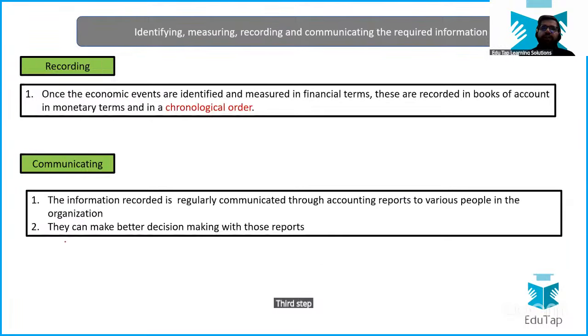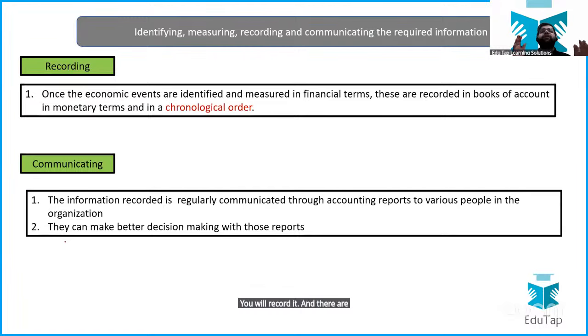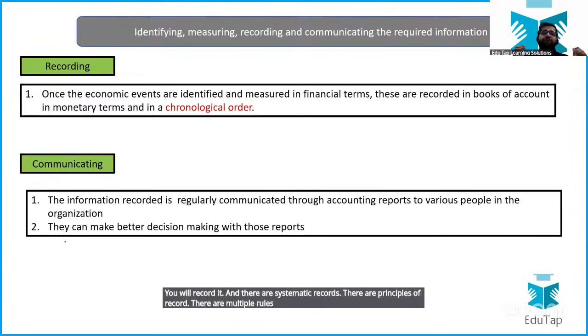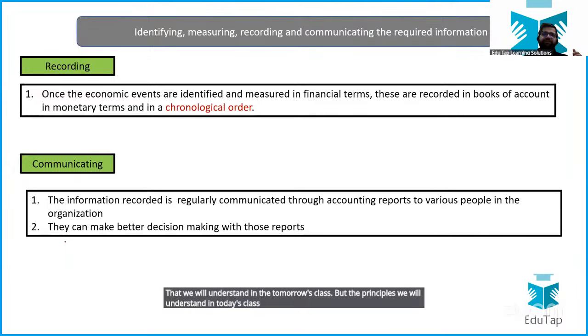The third step is what? Recording itself, right? Once your identification and measuring is done, what else are you left to do? You will record it. And there are systematic records. There are principles of record. There are multiple rules which you have to follow. You would have heard about debit credit. That we will understand in tomorrow's class. But the principles we will understand in today's class, which is happening in the evening.